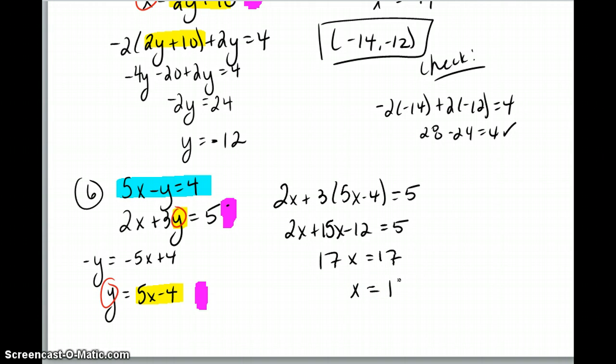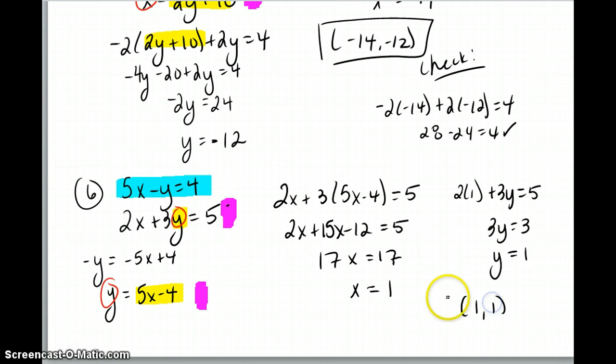Once again, it does not really matter which equation you plug it back into, so don't worry about the negative in front of the y. I'm going to use the bottom one. So 2 times 1 plus 3y equals 5. 3y equals 3, so y equals 1. And then, of course, you would check to make sure that 1, 1 is your answer. Like I stated several times before, the nice thing about systems is that you can figure out what you did right or wrong by just taking the solution and plugging it back into the system.